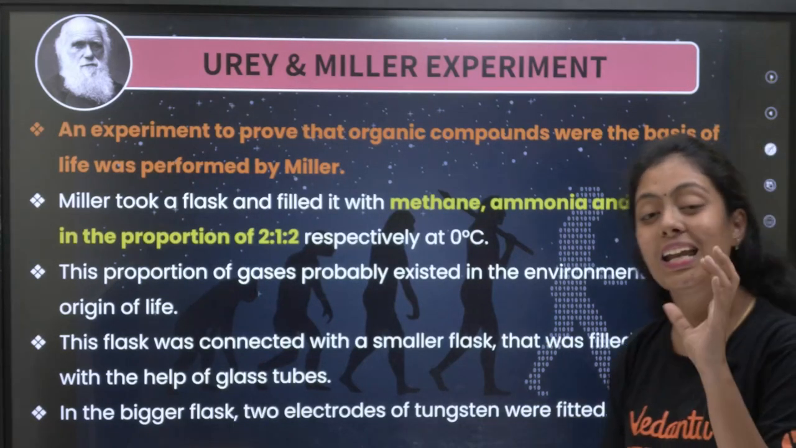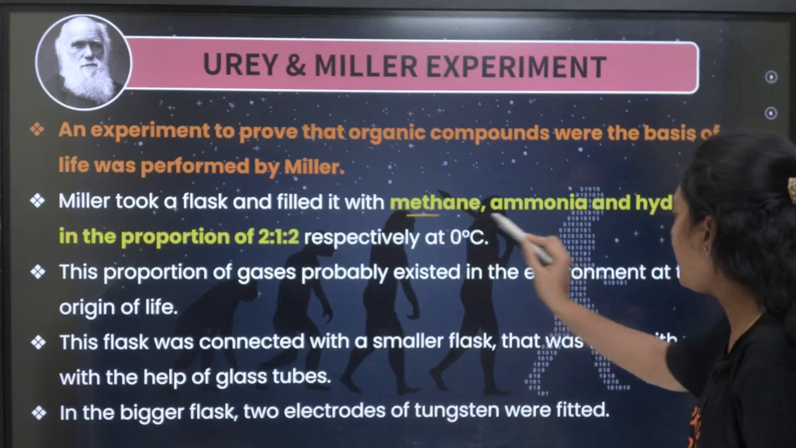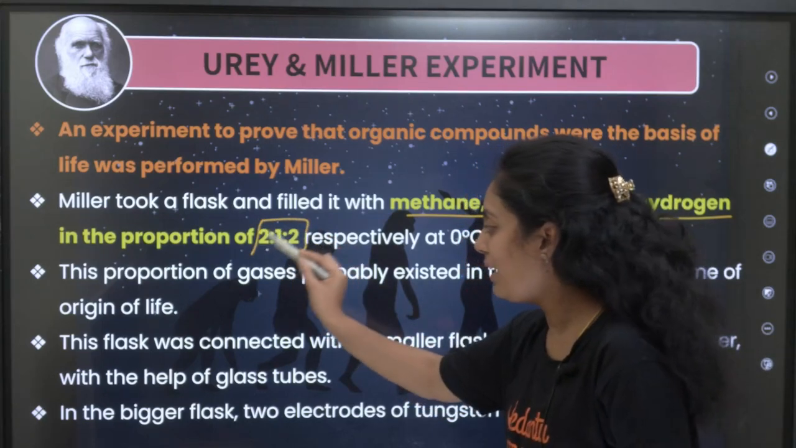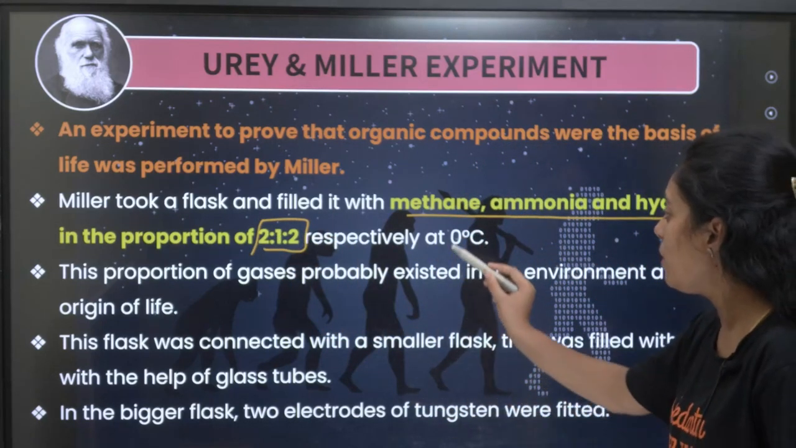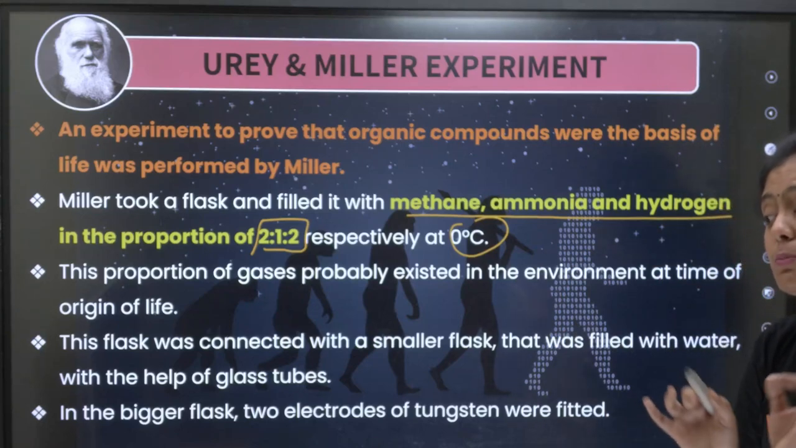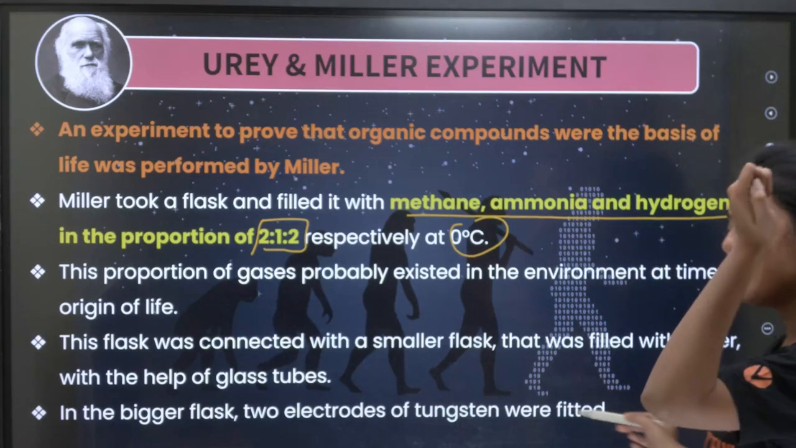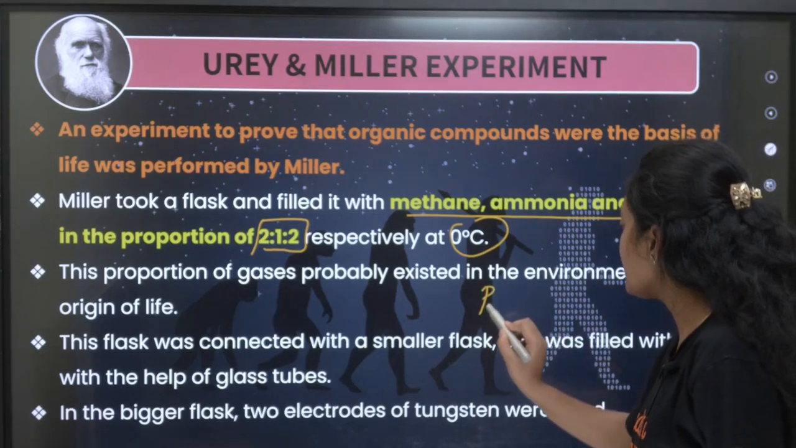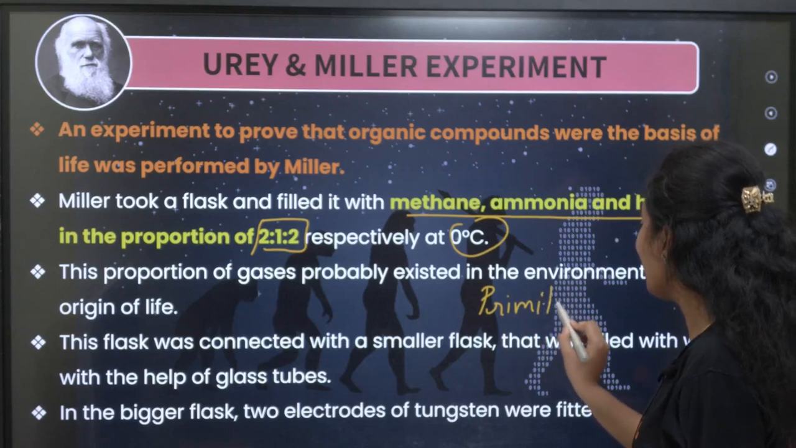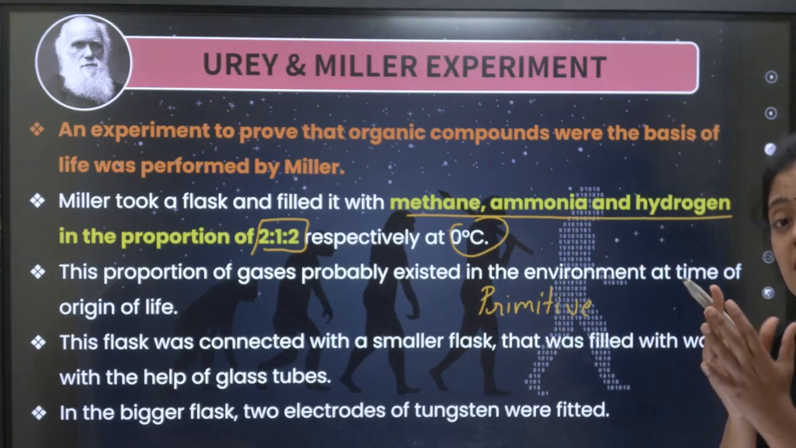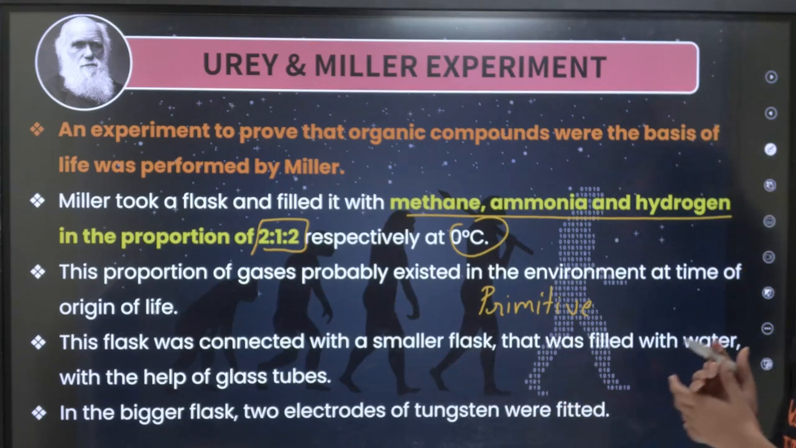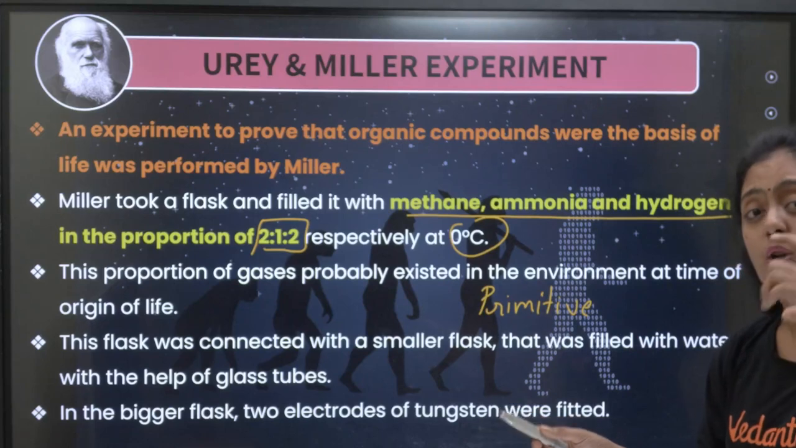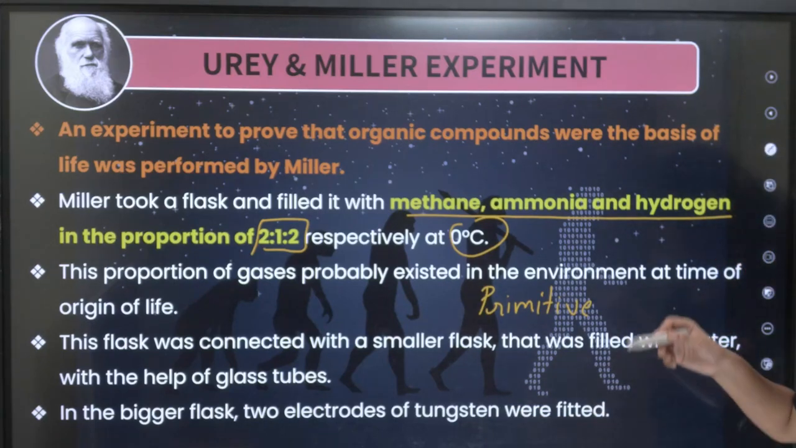Okay, so what ratio did they take? They took methane, ammonia and hydrogen in the proportion of 2:1:2, and a very important point, at 0 degree Celsius. This proportion of gases probably existed in the environment at the time of origin of life. So that is what we call primitive earth. They tried to recreate your primitive earth. This flask was connected with a smaller flask that was filled with water with the help of a glass tube. Okay, in the bigger flask 2 electrodes of tungsten were fitted, as we just saw.